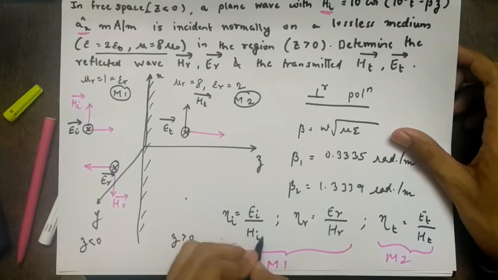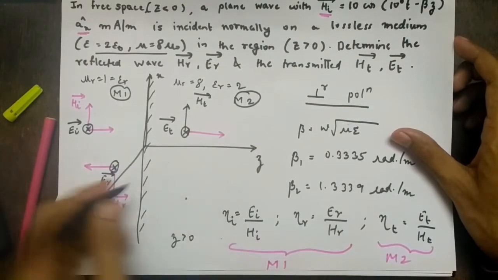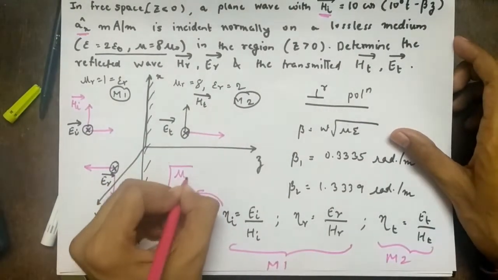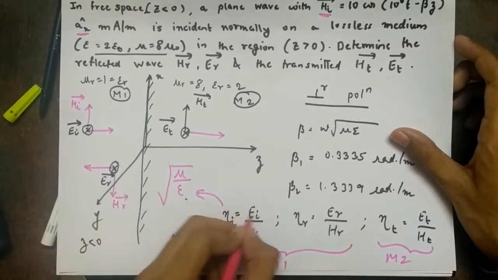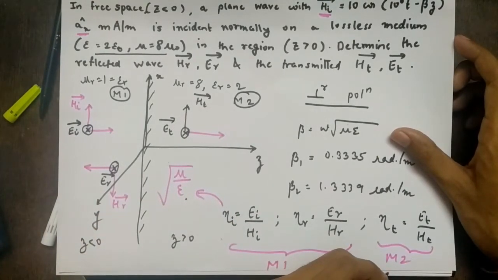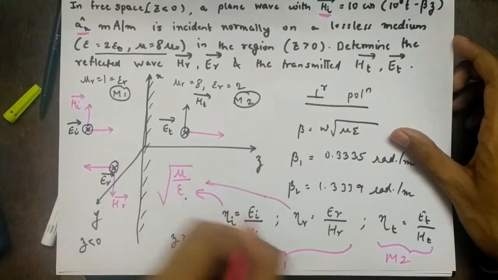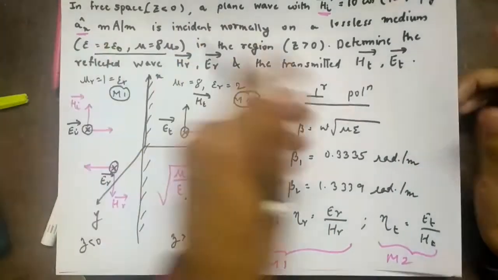What else do we know? If HI is given, you know eta I. What is the other relation for eta I? It is root mu by epsilon. Mu is mu 0 mu r, epsilon is epsilon 0 epsilon r. So you can find EI, right? But you don't know HR. You can find eta r, again using the same relation. But HR is not known, means we require some more formulas. So what are the other formulas?